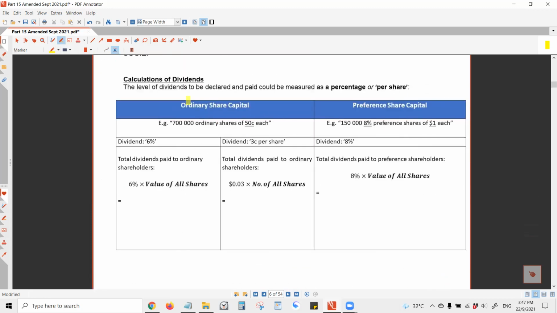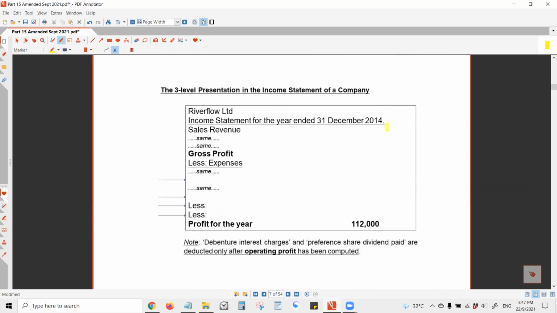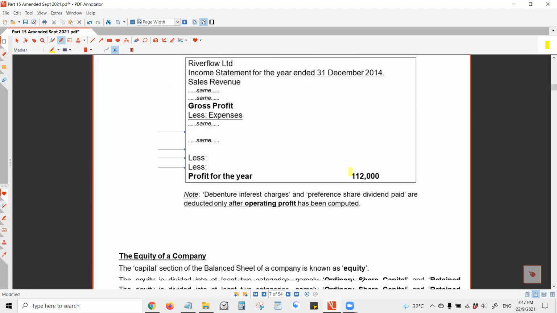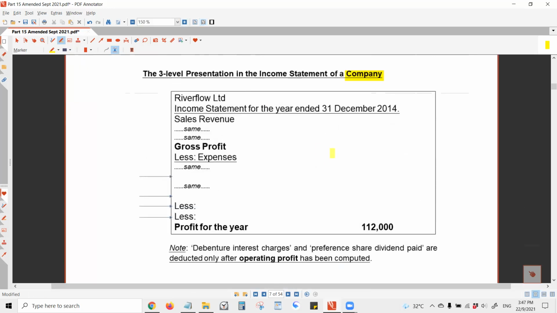This one you do the calculation yourself, very easy. Now come to this page. This is how you present the income statement for a company. You must know the position of the dividends paid to the preference shareholders here. You fill up the blanks together with me on this page 304. Okay, let's see.